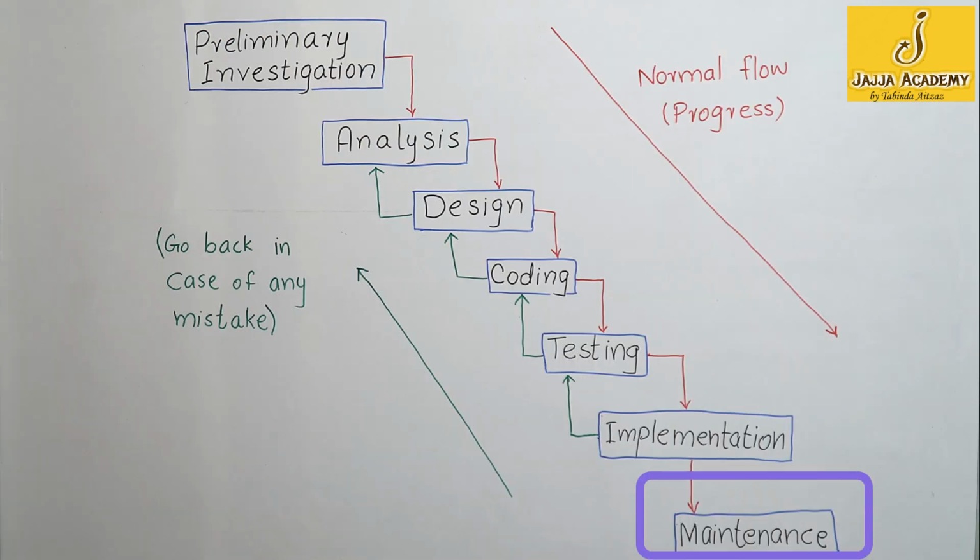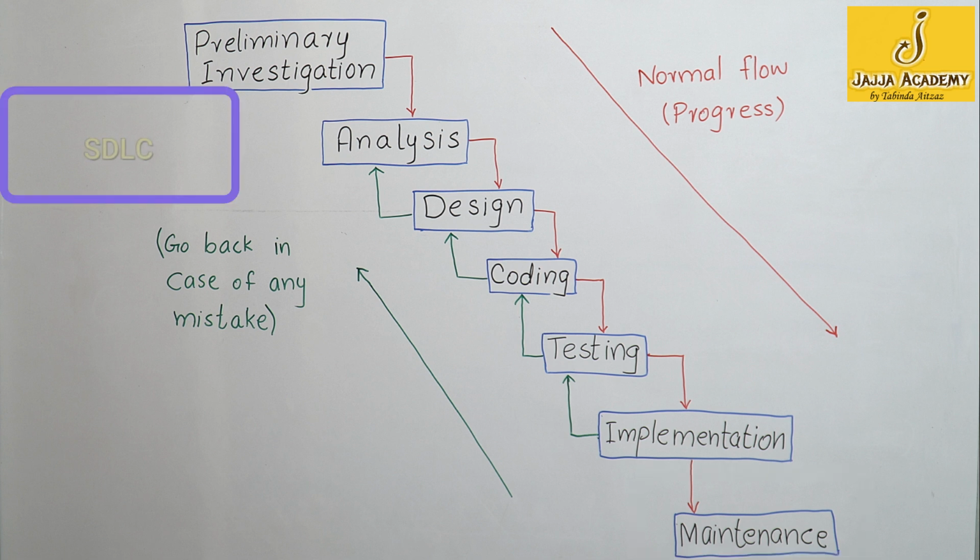The last phase is the maintenance phase. In this phase, maintenance and help is provided to the users against their problems and queries. In the maintenance phase, the system is evolved according to the feedback of end users. This was the complete process of developing software, which is known as Software Development Life Cycle, SDLC.